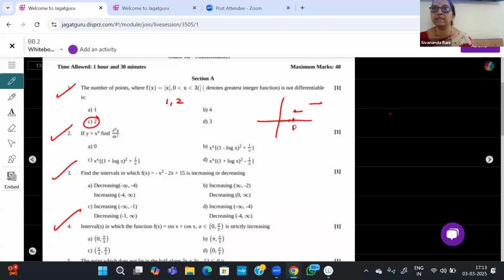Wherever it's discontinuous, it's not differentiable, right? So it's not differentiable at 1 and 2. So 2 points of discontinuity. At those points, it wouldn't be differentiable. Next one.